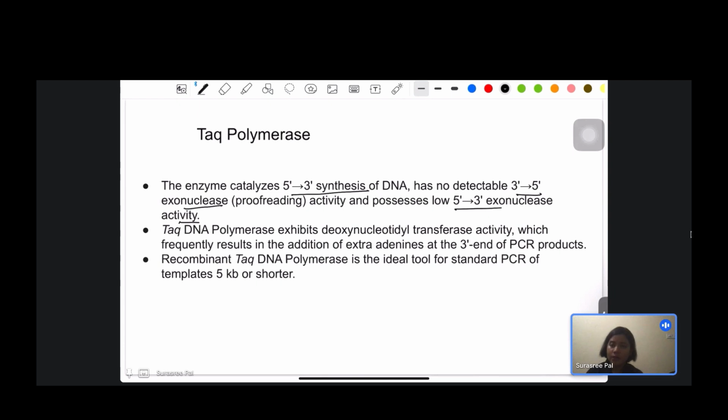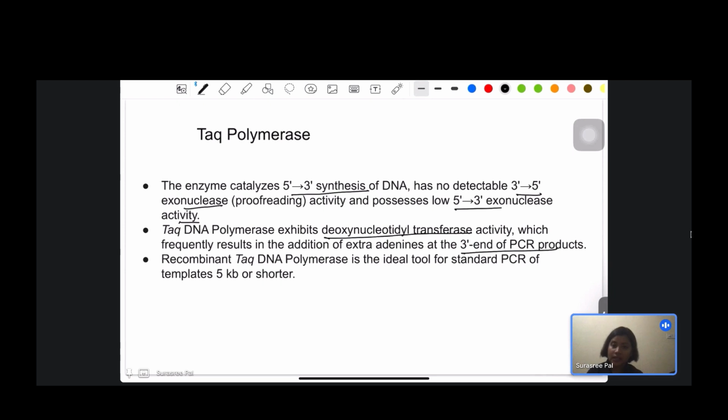Taq polymerase also exhibits deoxynucleotidyl transferase activity. What is this? It is an activity which results in the addition of an extra adenine at the 3' end of the PCR products.